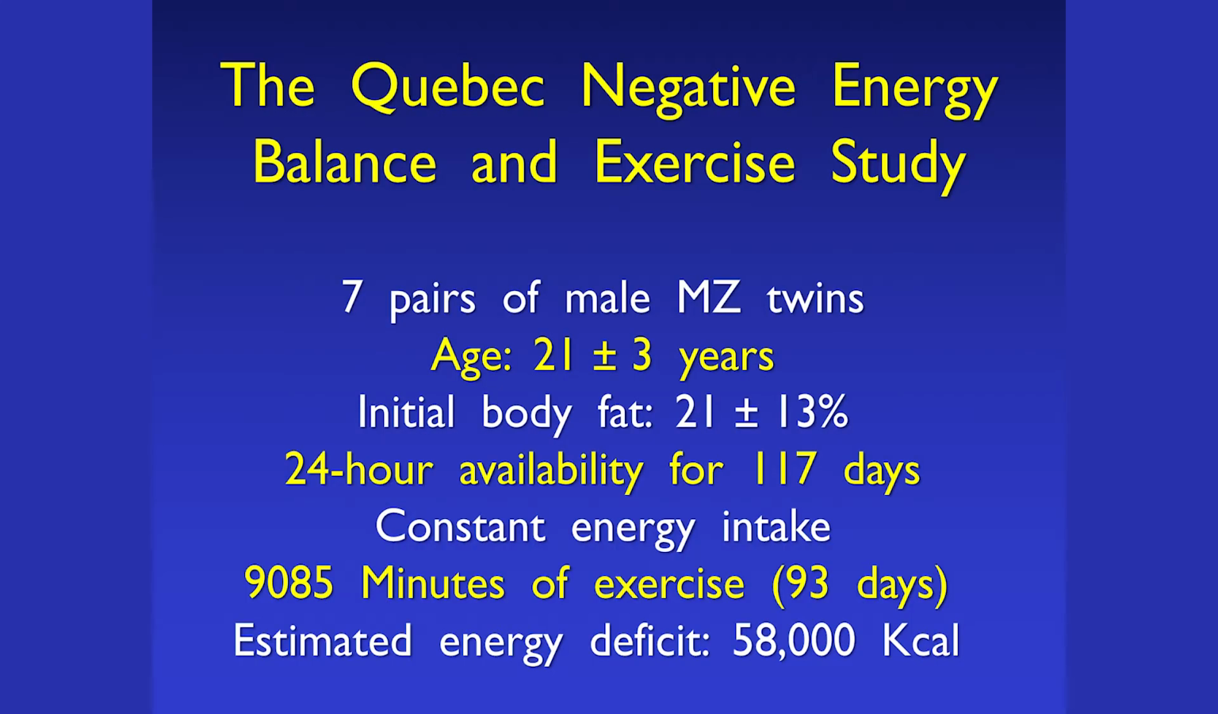So then Bouchard did another study, same location. This was a negative energy balance. They had 7 pairs of identical twins. They were a little bit heavier, fatter, 21%. They were available for 117 days. They kept their energy intake constant, but had them exercise 90 minutes a day for 100 days. So now your intake is constant, but you're doing more exercise, an hour and a half a day.